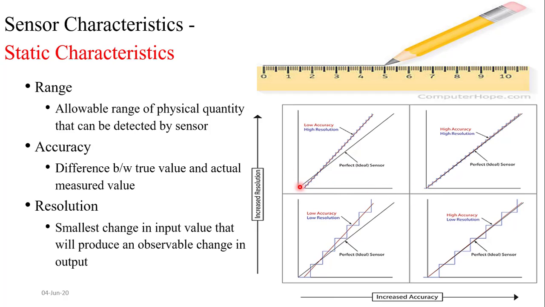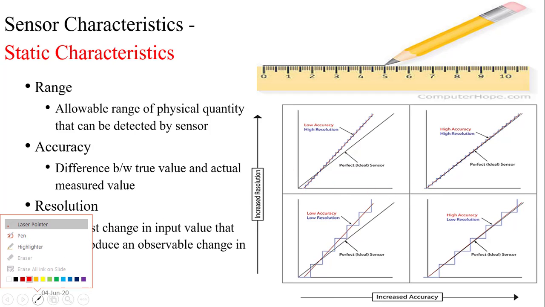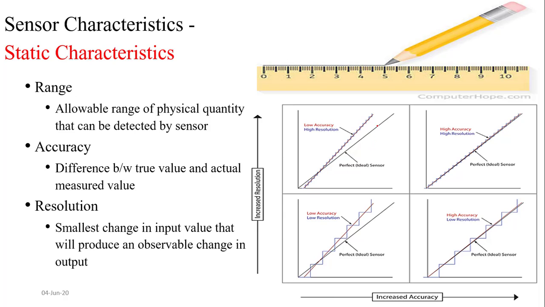The ideal condition is shown like this one. This is your ideal condition, but this is your actual condition. The difference between these two is called your accuracy. In this case, this graph is perfect because your ideal condition and your measured value are the same. So it is highly accurate, you can see.